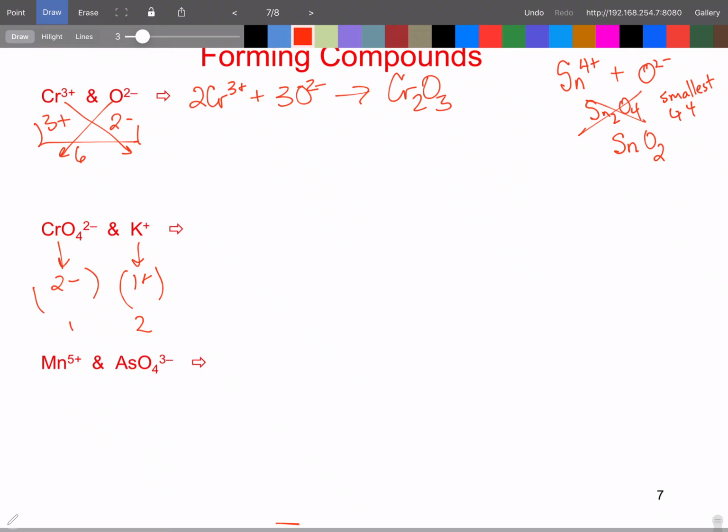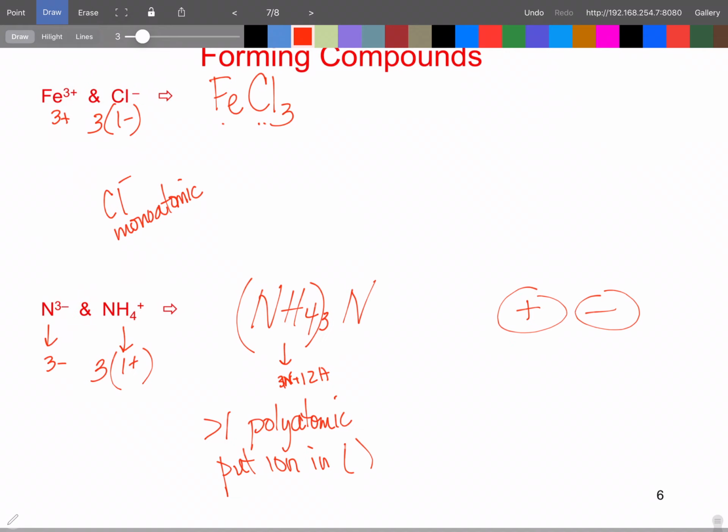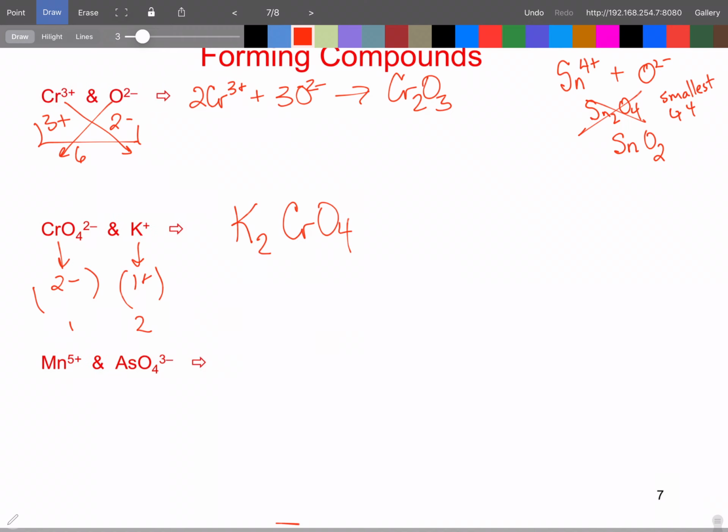And again, the positive has to come first, so it's K2CrO4. Now, if you'll notice, potassium is a monoatomic, so it got a 2. And before, when we had 3 ammoniums, we put a parenthesis around it because it was a polyatomic. So the chromate is your polyatomic, but because we only have one of those, no parentheses if only one.